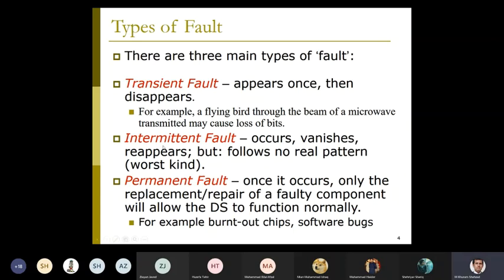How about an intermittent fault? This occurs, vanishes, but the pattern repeats. If this fault is repeated, then we can say that it is an intermittent fault, but there is no real pattern to the fault. A permanent fault is one where, when it occurs, only the replacement or repair of the faulty component will allow the distributed system to function normally. If that is a hard disk, you have to replace the hard disk. Examples are burnt out chips or software bugs.